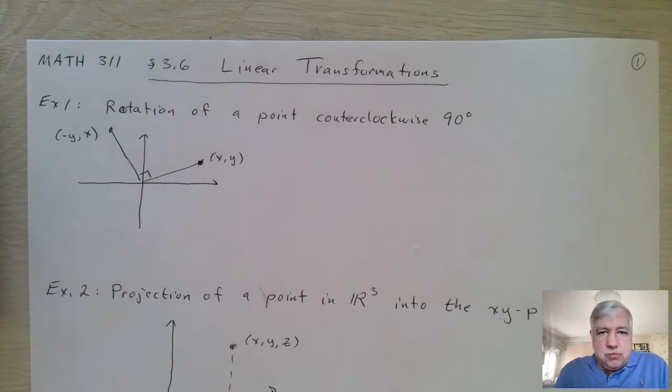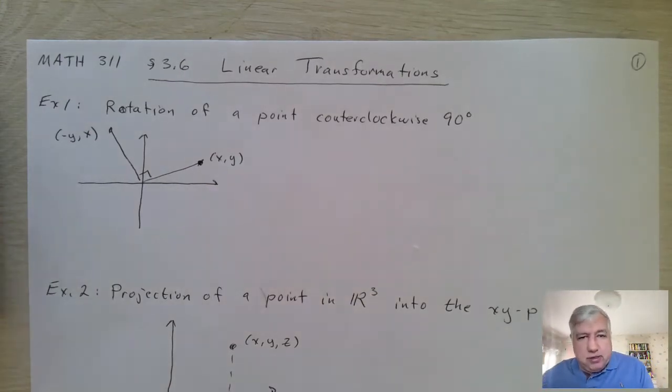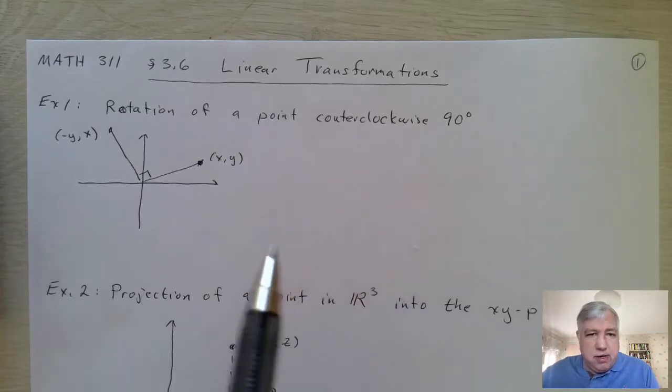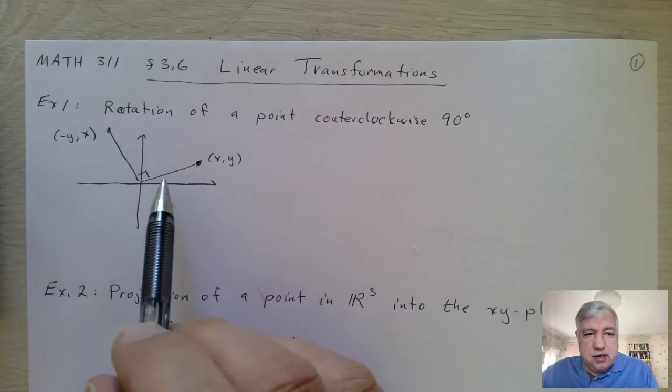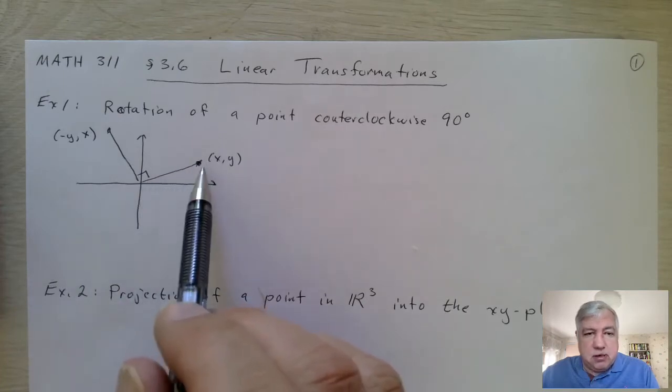So in this section we're going to be talking about functions, particularly functions that take vectors to other vectors, or in some cases points to other points in Rn. And I want to start off with two examples that we're more or less familiar with. The first one is a rotation of a point counterclockwise 90 degrees. We can also think of this as the rotation of a vector in R2.